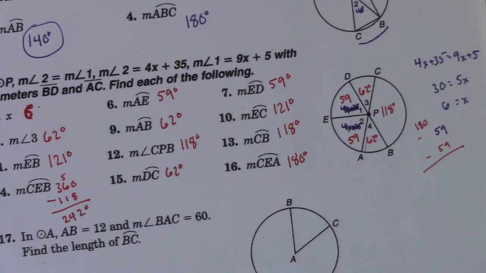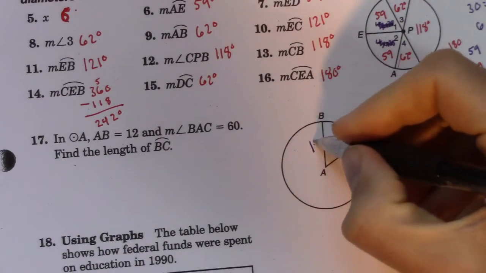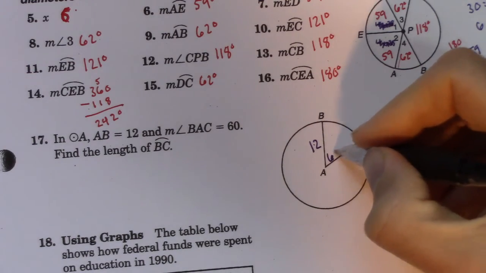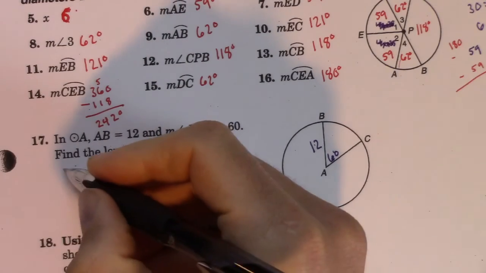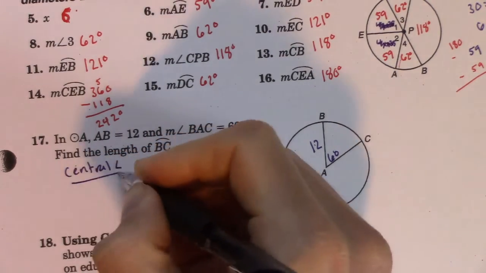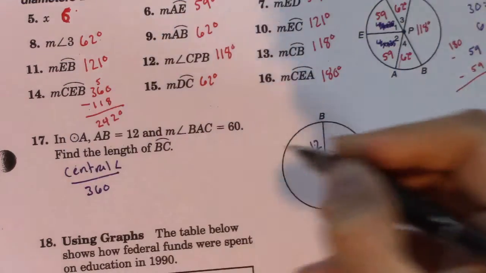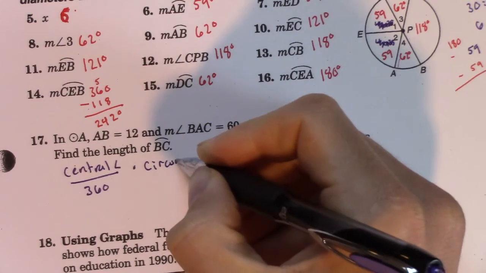We are now in 17 asked to find arc length. So if I come down here, we're told that AB is 12 and BAC is 60, and we want to find arc length. And for arc length, remember, it's central angle over 360, because an entire circle is 360, and then times your circumference.